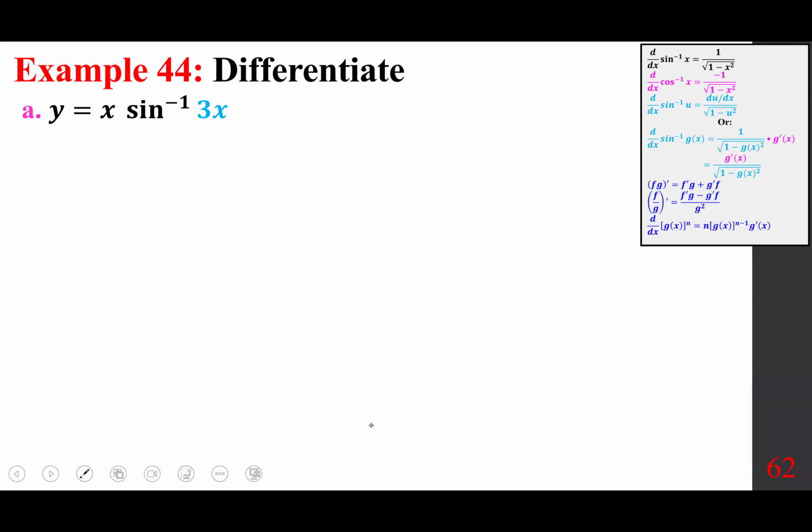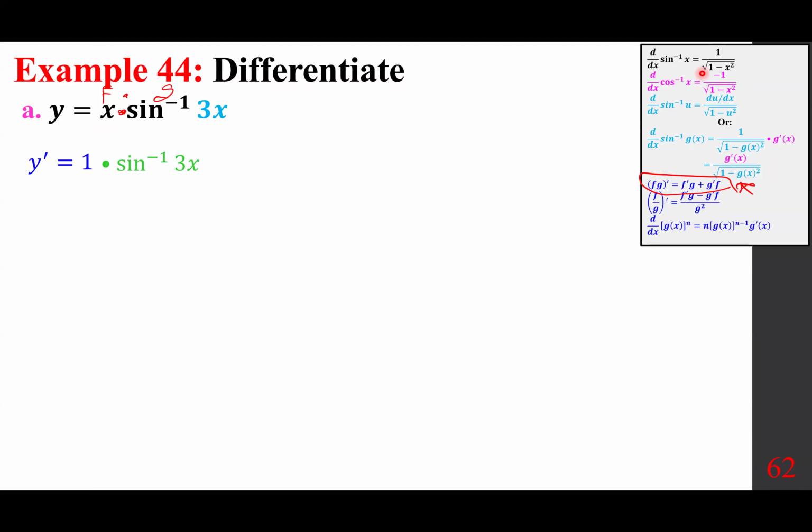Our last question, y equals x sine inverse of 3x, and we are going to do the same thing again. We're going to put a raised dot here, meaning you're looking at f g. We need the product rule. So y prime is 1 times sine inverse of 3x. Now plus g prime, sine inverse of 3x.